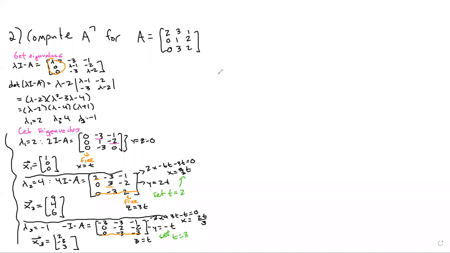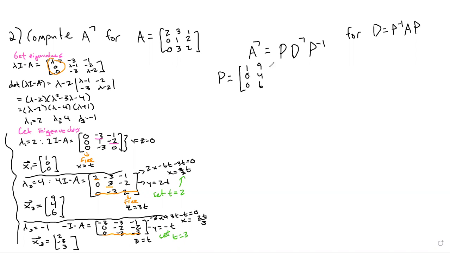And so we're going to use the formulas that we've got. A to the 7 is going to be equal to P D to the 7 P to the -1, for D equals P to the -1 A P. And we do construct that P using the eigenvectors. So I'm going to construct the P as the first eigenvector 1, 0, 0, the second eigenvector 9, 4, 6, and the third eigenvector 2, -3, and 3.